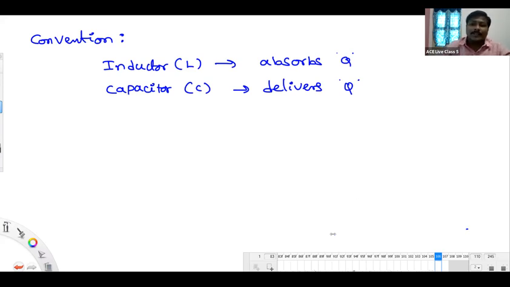Why we have taken this convention in the power analysis: I can't say one element is absorbing and the same element is delivering, right? In the power analysis, if I say an element is absorbing, I should stick to absorption only. I should not say it is delivering after some time. So I should stick to a single element property consistently.